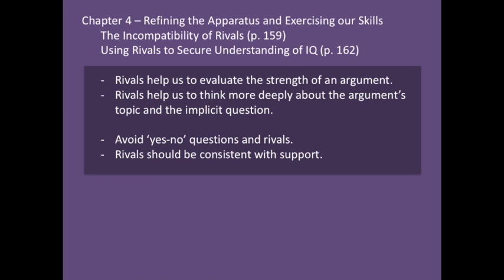The purpose of an argument is to pick which one of the possible answers is the best answer to the implicit question. So when you come up with a list of rivals, it should be consistent with the support that you have gathered at that point. All right, read those pages in the text because they go into much more detail about it. This is just a really quick summary. And then we'll move on to the next section of our video.